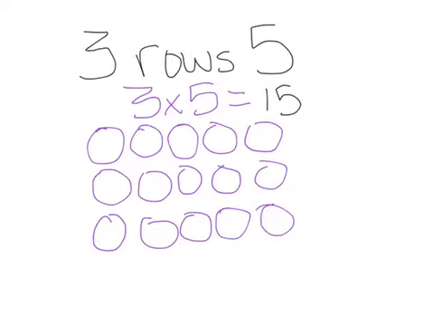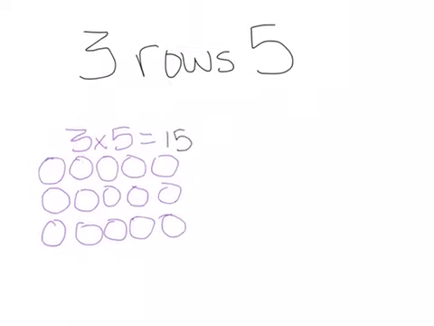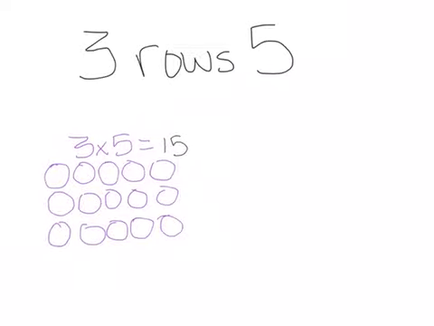Now I want you to show me the commutative property for this problem. What if you have three groups of five, what's the commutative property tell us the commutative equation should be for this multiplication equation? So think about that, and then I want you to draw the array that goes with the commutative property. Push pause and hit play when you're ready.